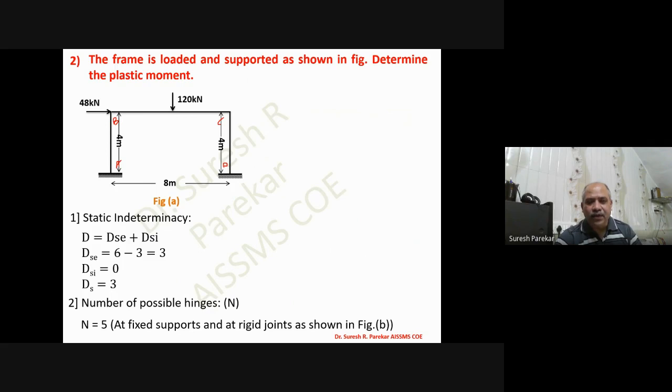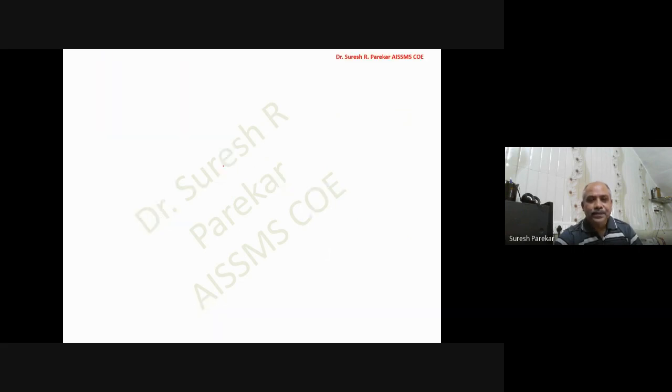Now where will they be formed? First we can have them at the fixed supports, which are at A and D. Then at the rigid joints, which are B and C. And then under the concentrated load, that is under the 120 kilonewton. So these are the 5 possible hinges that will be formed.